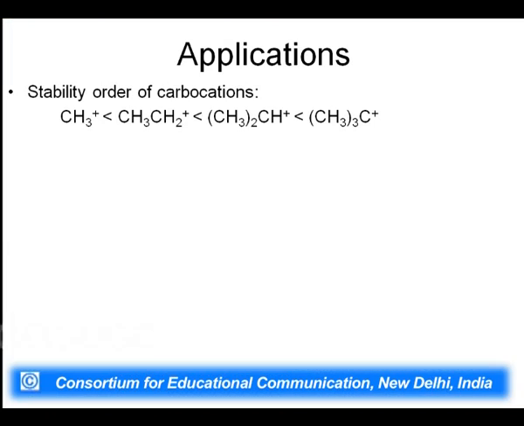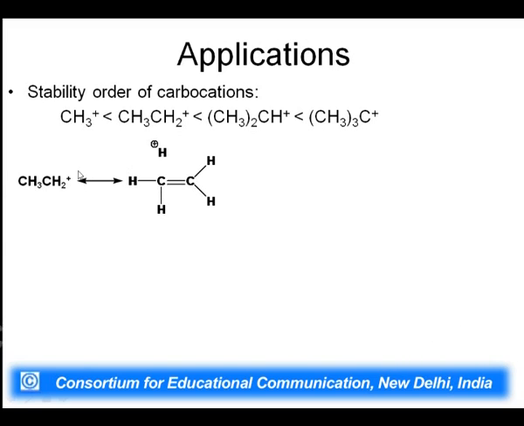Further applications: the stability of carbocations. We have done that carbocations are more stable because of a greater number of alkyl groups. More alkyl groups give more inductive effect, and hence tertiary butyl is more stable. This may also be explained on the basis of hyperconjugation.